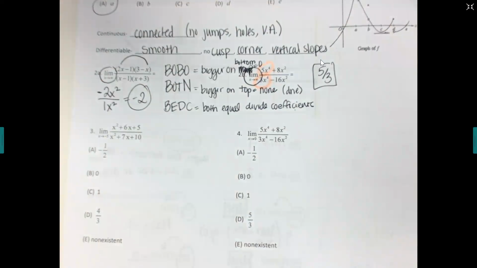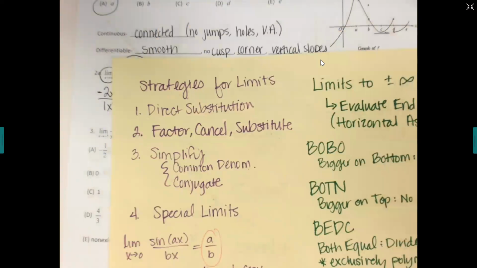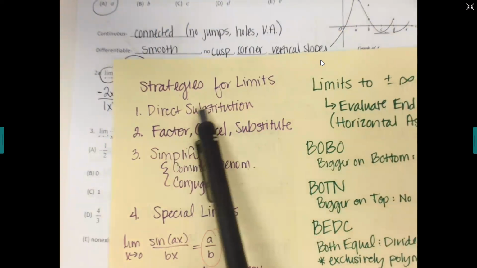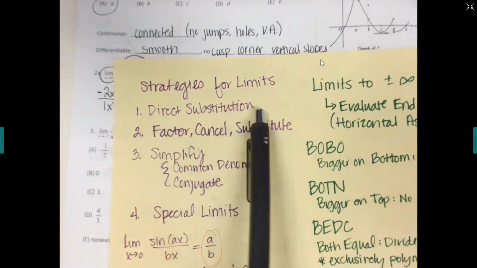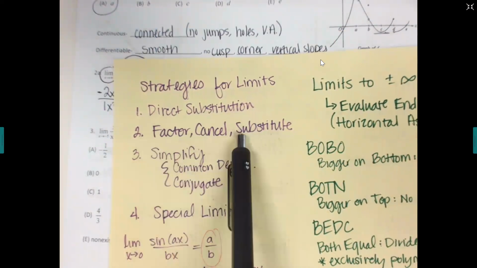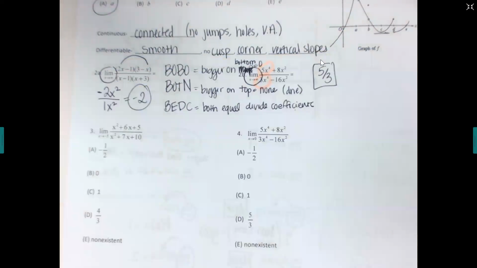Okay, next 4 questions. Your X is approaching a number. So let me put your little cheat sheet back up here. Okay, way back in the day, here are your strategies. Strategy number 1, you're just going to substitute the X value. If that doesn't work, then try factor cancel. Okay, so do those next 4.